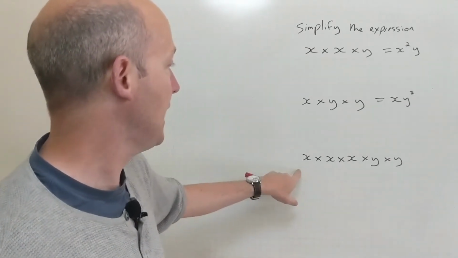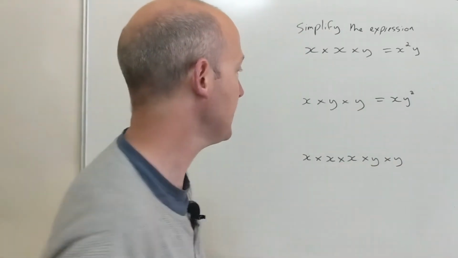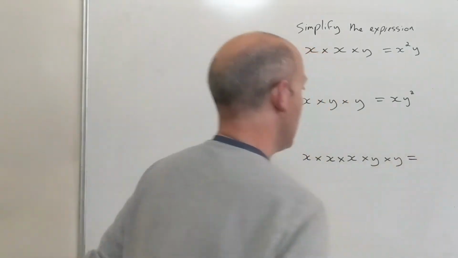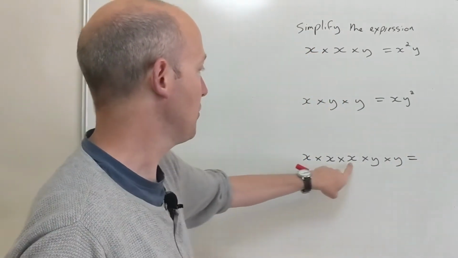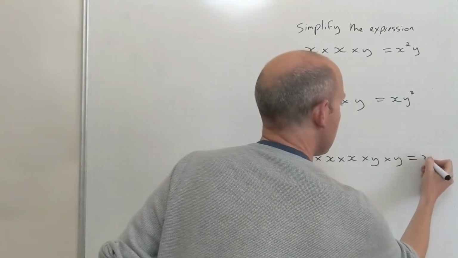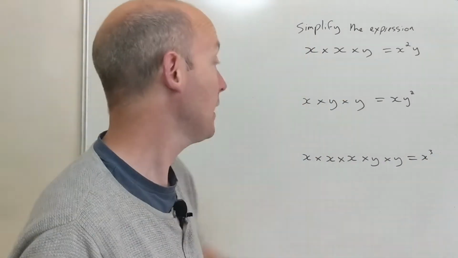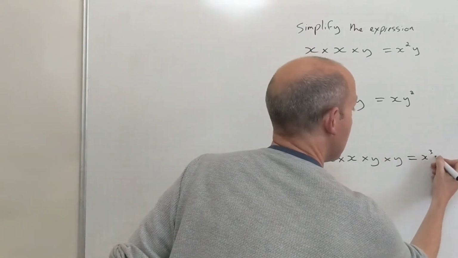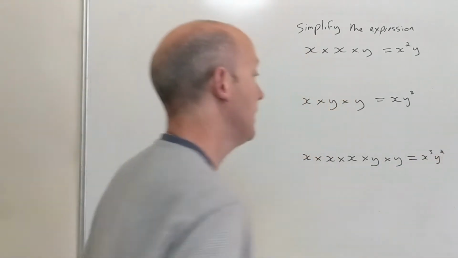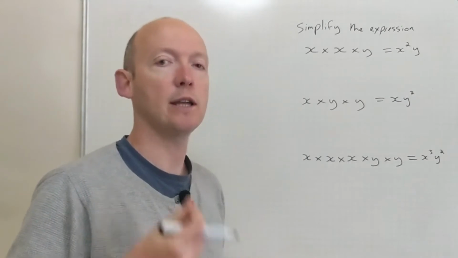The last one we've got here, x times x times x times y times y. Well, I've got 1, 2, 3 x's, that's x cubed. So 3 x's being multiplied, I should say, that's x cubed. And I've got 2 y's being multiplied, that's y squared. And again, we don't need the times sign there, so that gives us x cubed y squared.